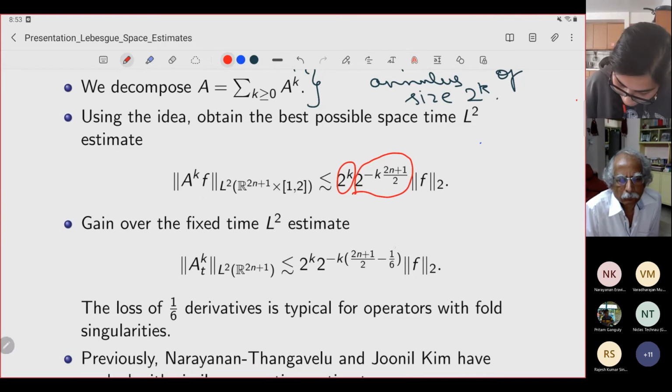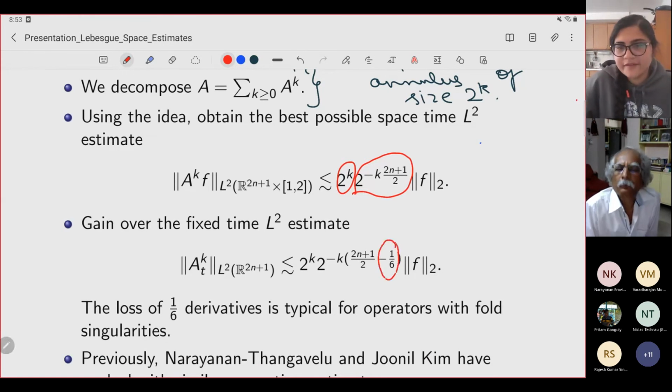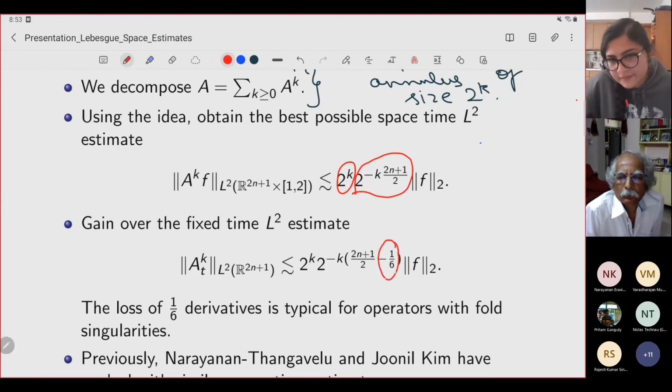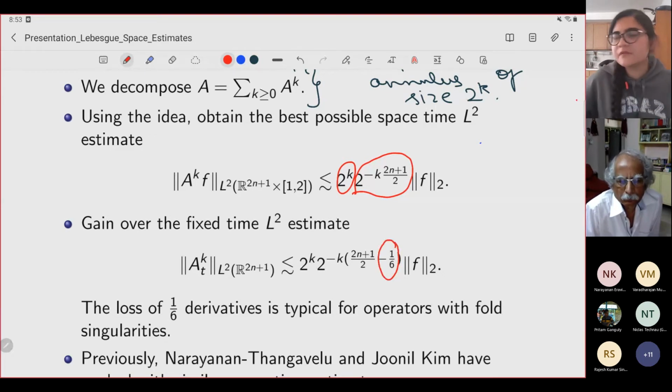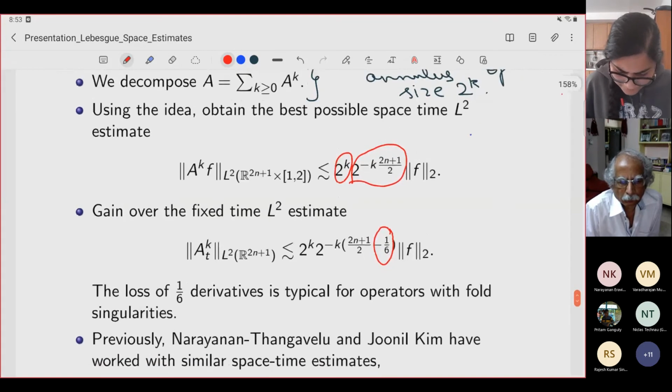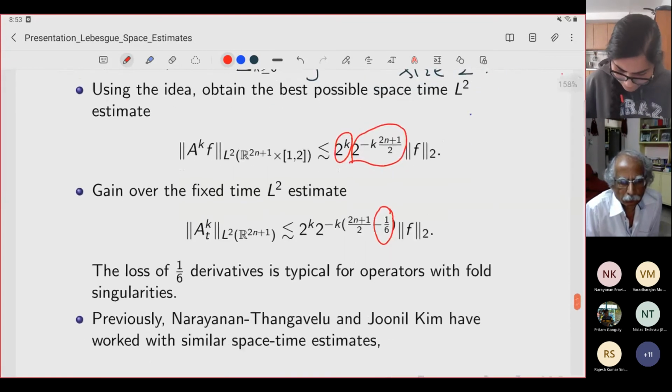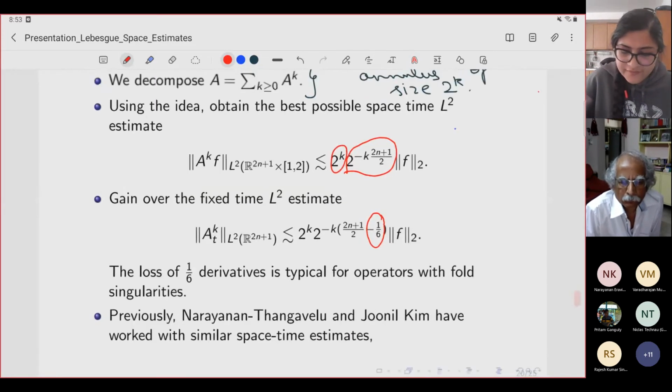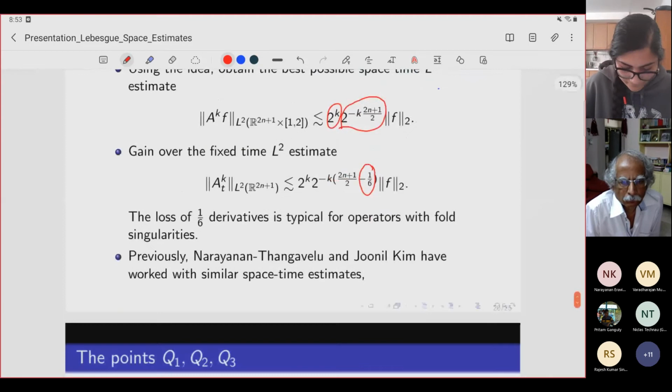And how worse would they have gotten? This is how worse they would have gotten. We would have lost 1/6 derivatives, and this is a major loss. And this always happens for operators with fold singularities. And these kind of space-time L2 estimates in this context have been used before by Narayan and Thangavelu in their paper, and also Junil Kim more recently. So this is not new, but it works out well.